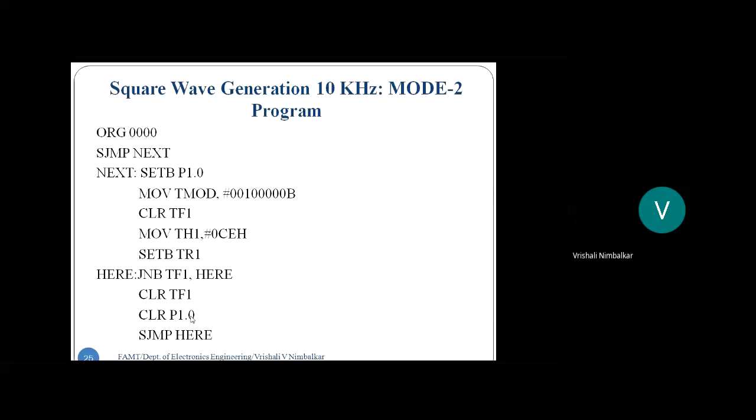Initially, when I clear P1.0 and I jump up, the count gets reloaded. And now what should happen? P1.0 should be set. Again, when we go back to that JNB instruction, now it should be cleared. So as we go on alternately in that loop, the first time it should be cleared. Second time in the loop, P1.0 should be set. Third time in the loop, clear P1.0. Fourth, set P1.0. This is what should happen.